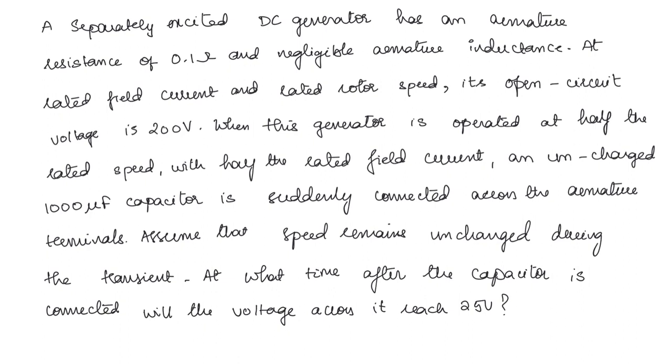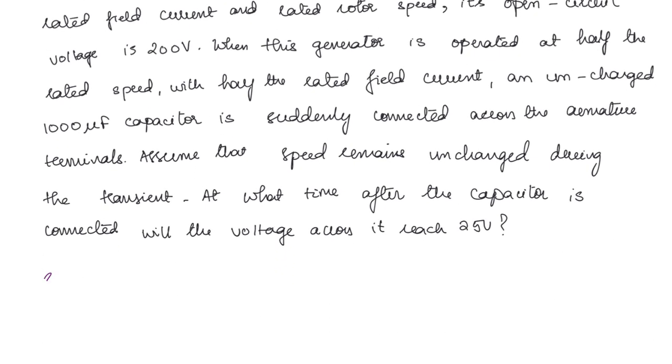It combines both machines and networks. All right. If you can just separate the two, you will realize that the problem is actually not very difficult. So first, like always, we will first write down the given information. It is a separately excited DC generator.